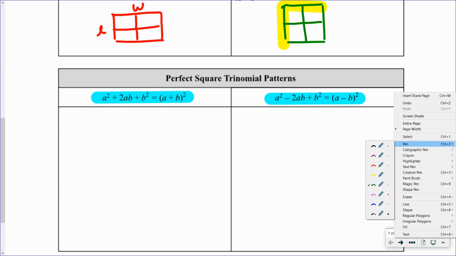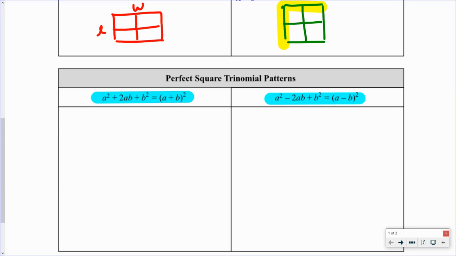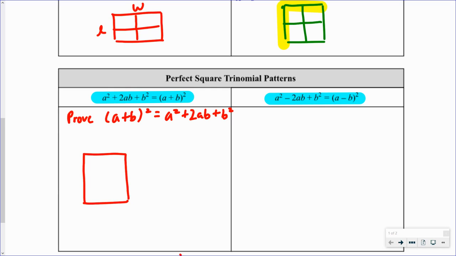So let's just prove this pattern real quick. What the first pattern tells us is that a squared plus 2ab plus b squared equals the quantity a plus b, all squared. So we're going to use an area model to prove that a plus b all squared is equal to a squared plus 2ab plus b squared. All right, so let's do that. If we look here, we're going to use an area model to do this.